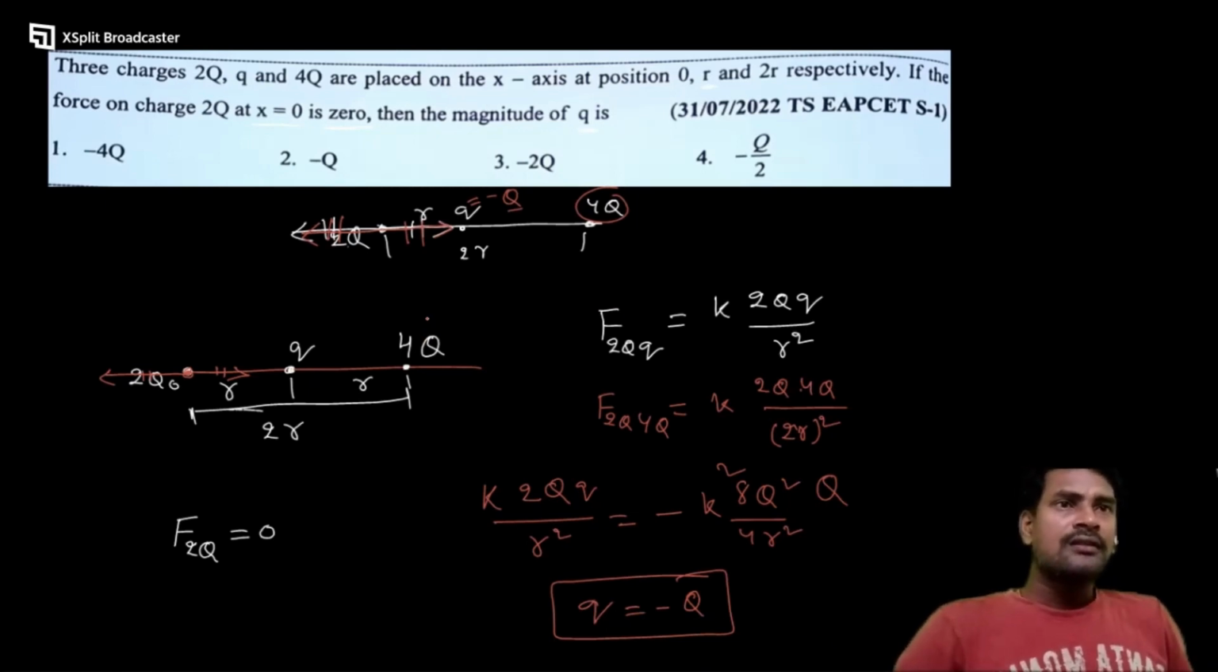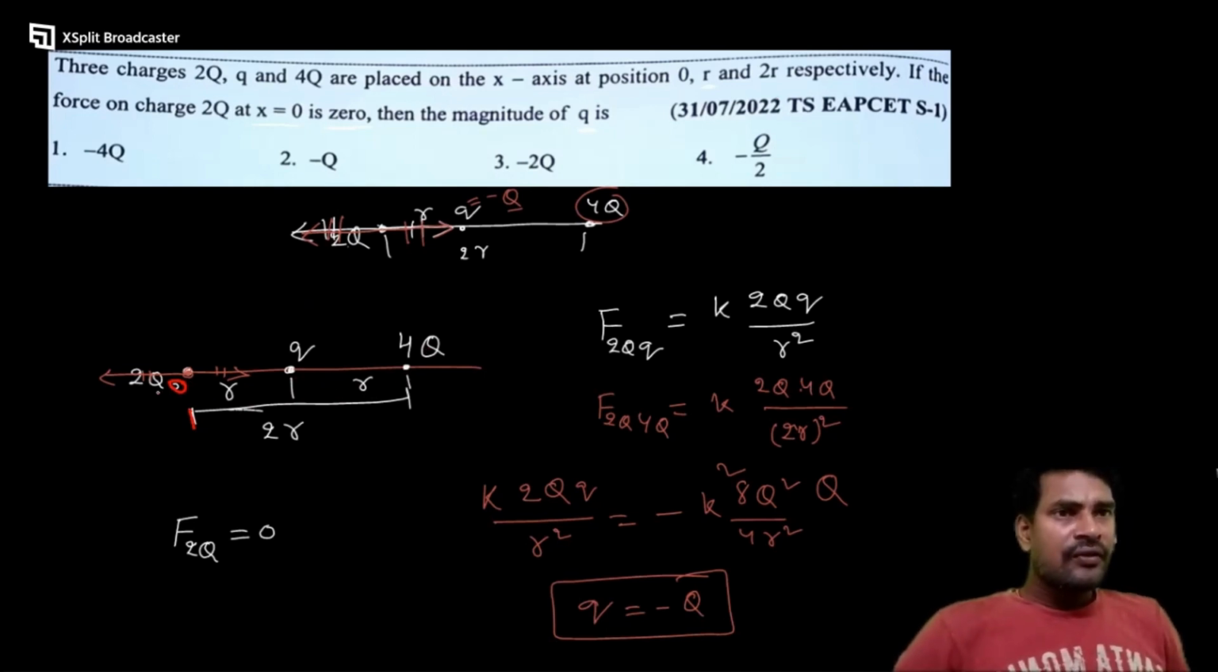Three charges 2q, q and 4q are placed on the x-axis at positions 0, r and 2r respectively. If the force on charge 2q at x equal to 0 is 0, then the magnitude of small q is? See here, we have 3 charges placed at 0, at a distance r, and from 0 at another distance 2r, 4q was placed. That's what is given in the question.